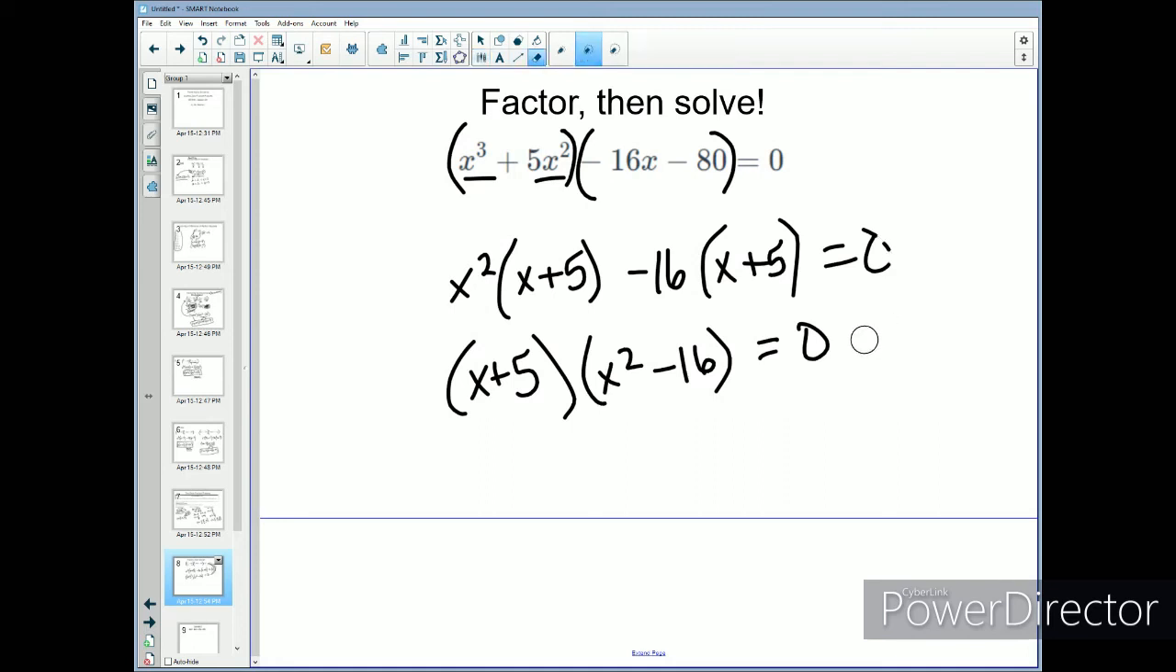Okay. All right. So here we go. X plus 5 times x squared minus 16 equals 0. Are we fully factored? Nope. Stupid difference of perfect squares.